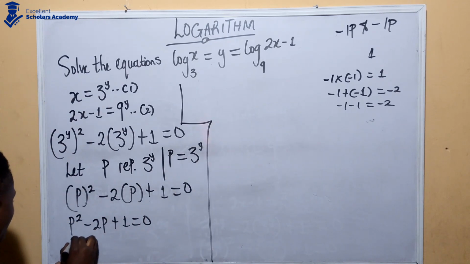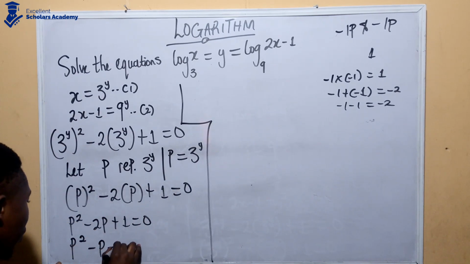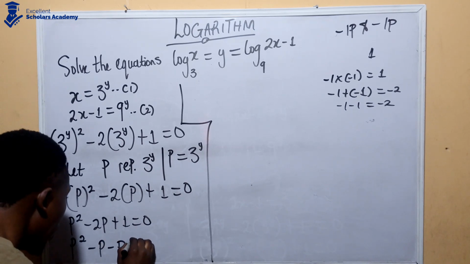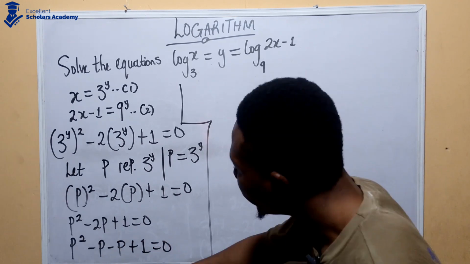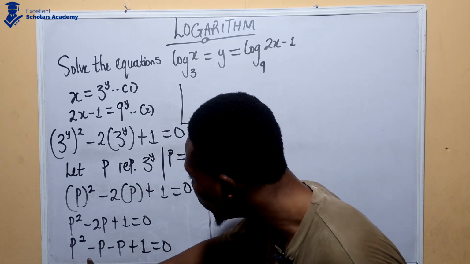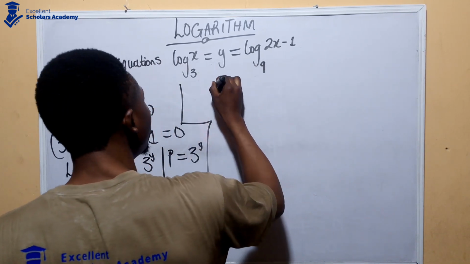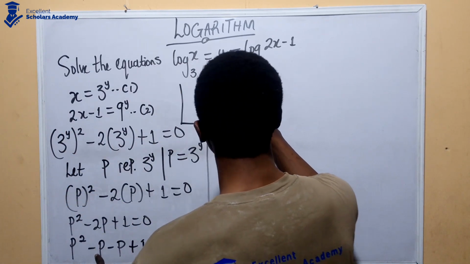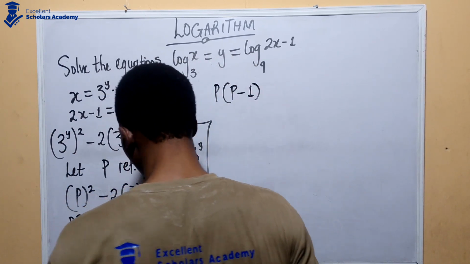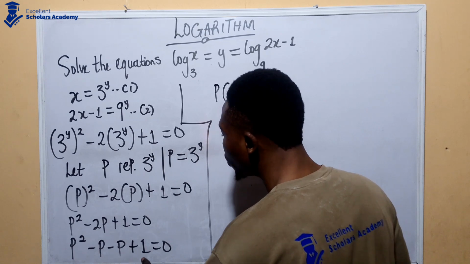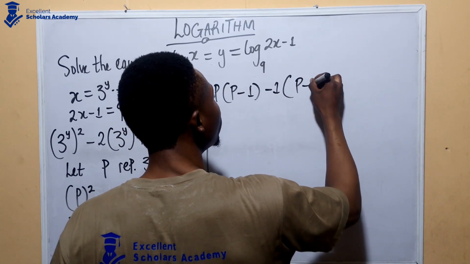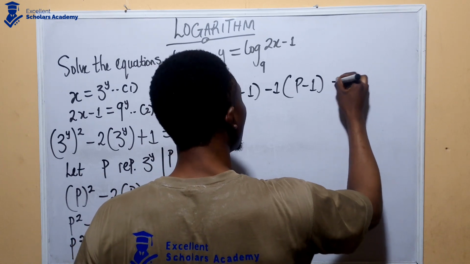So it becomes p squared minus p minus p. You replace the middle term, which is minus 2p, with the factors, but you still put plus 1 is equal to 0. So we are going to check what is common between p squared and minus p. p is common, so it becomes p, and you're left with p minus 1. Now, what's common between minus p and plus 1? What's common is minus 1, so you're left with p minus 1, equals 0.